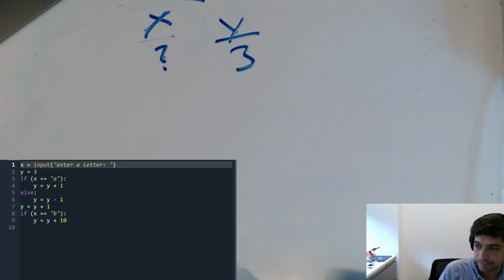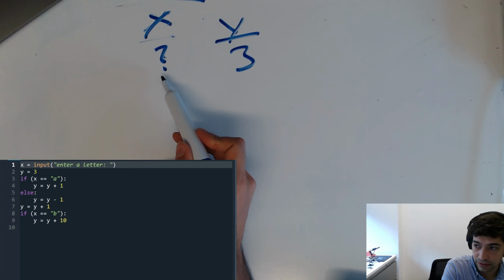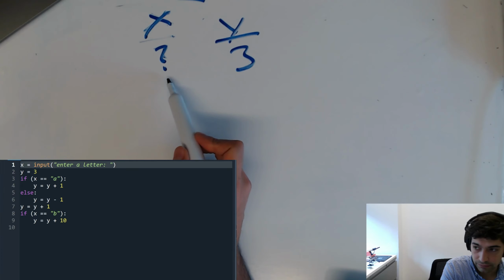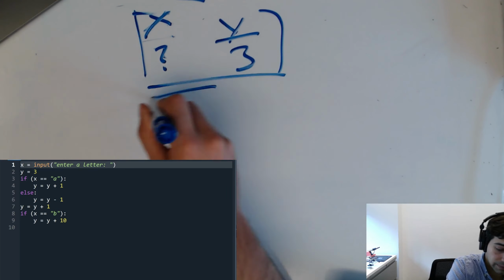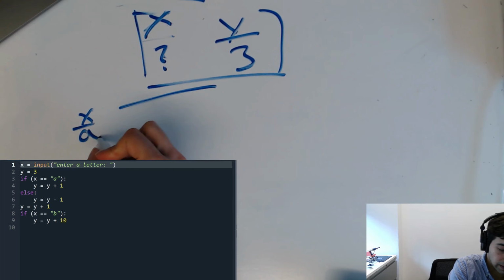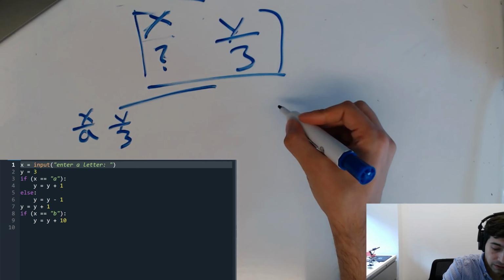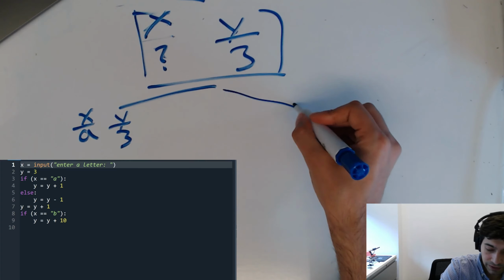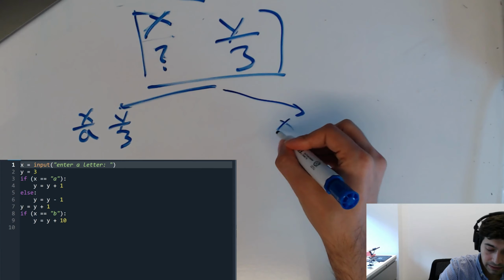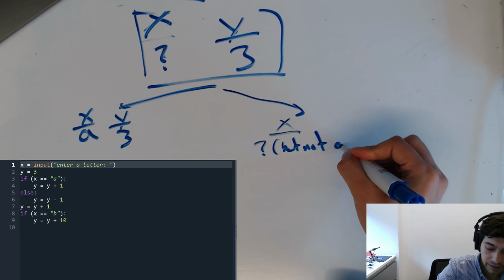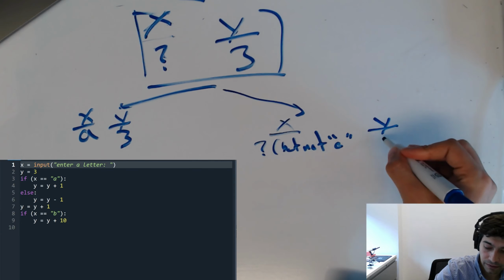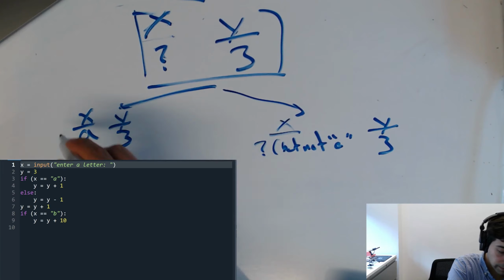Okay. And now we have this if statement: if X equals A. And we can check this here. Does X equal A? Well, we don't actually have any idea yet because the user hasn't put anything in here. So one of two things could happen. We could either be in the case where X does equal A, and we'll just keep Y the same for now. Or we could be in the case over here where X is still a question mark, but not A, and Y equals 3.